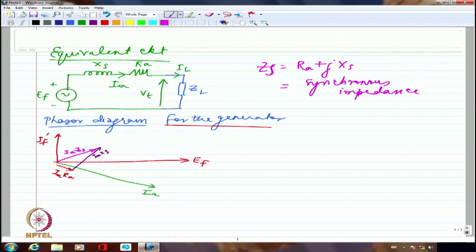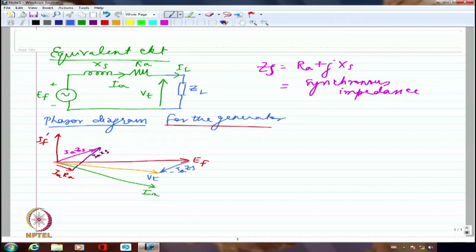So I can say that I have to just draw a vector which is probably in the opposite direction. So this is IA ZS with the negative sign. When I am looking at the resultant, this is going to be the resultant when I add EF to minus IA ZS, and that is what is my VT. So this is going to be the terminal voltage VT. Right? So this is the case when I'm talking about the generator.